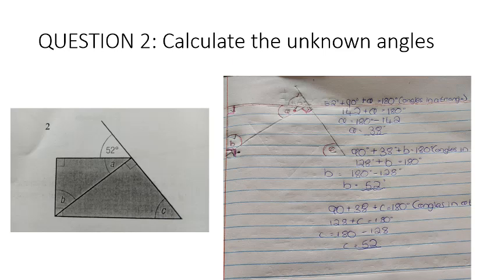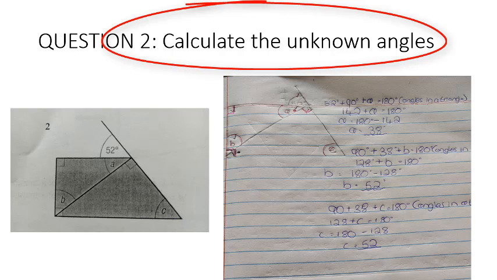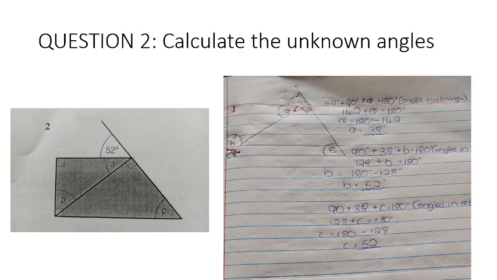Question number 2, calculate the unknown angles. So we have angle A, B, and C. Here we cannot start with any angle. We need to find the size of angle A first. After we find the size of this angle, it will help us to find the size of angle B and then angle C. Now let us start with angle A.